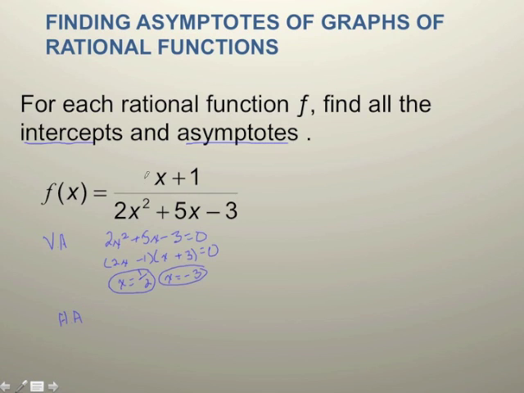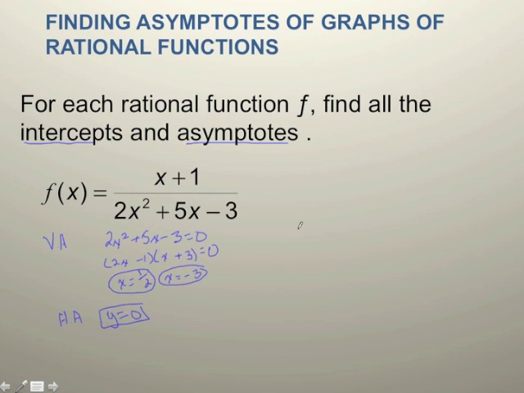this is a first degree numerator and a second degree denominator. So the numerator is lower in degree than the denominator. When that happens, the x-axis is a horizontal asymptote, and that equation is y equals 0. Remember, we have to have equations for asymptotes.